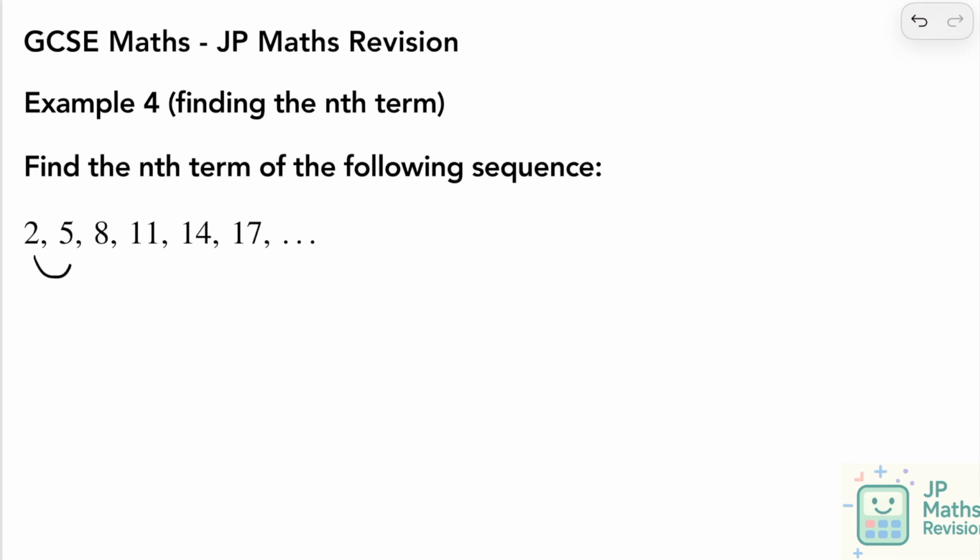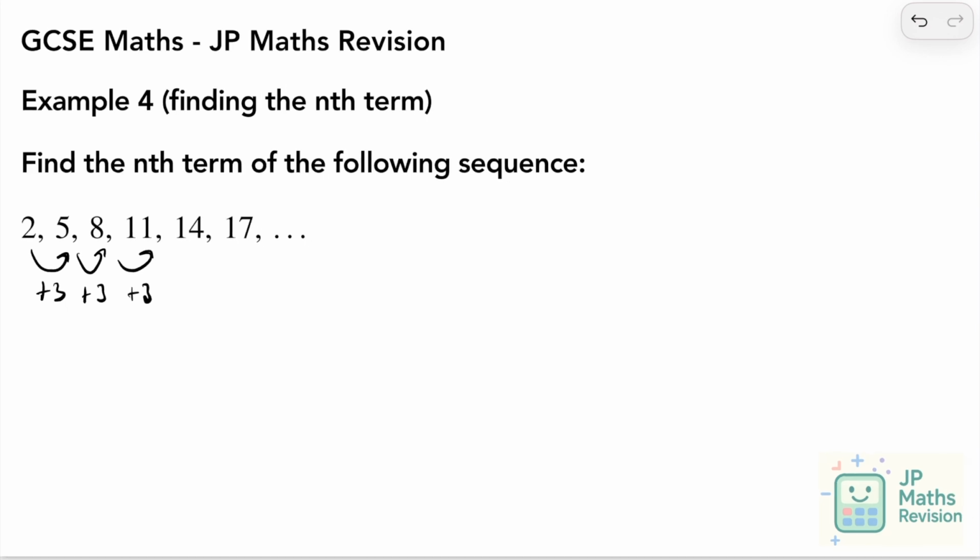What we do first is work out what the common difference is. So to get from 2 to 5, you add 3, and then 5 to 8, you add 3, and so on and so forth. You can see you're adding 3 each time. So the sequence is going to be some variation of the 3 times tables. So it's going to be 3n plus or minus something.